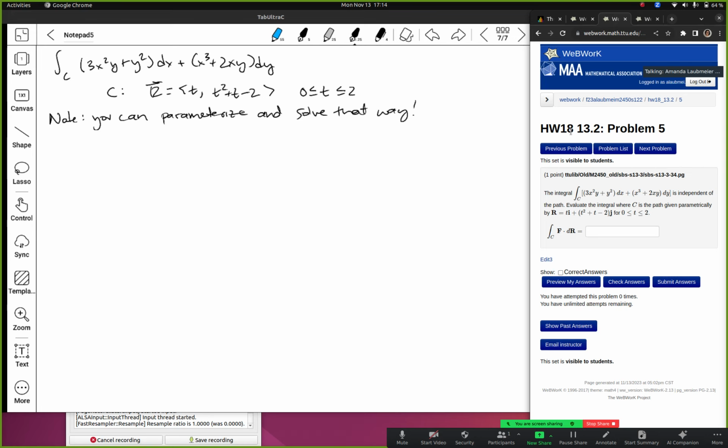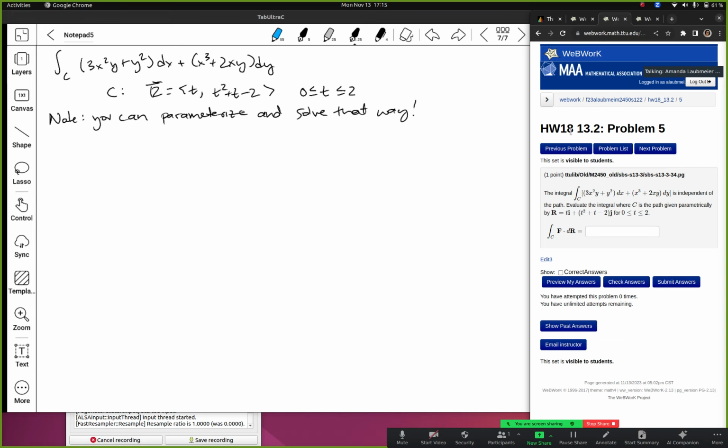So just a note before I jump into this and do it the way I want to do it. If you decided that you wanted to parameterize and solve the problem that way, you could go ahead and do that. Parameterization is like a nice hammer that'll hit a lot of different line integral problems. So if you have a problem that's a line integral and you don't know what else to do, go ahead and try parameterization because it usually works. But it's a lot of work, especially if you're not given the parameterization to start, and so a lot of the time there are easier ways to solve a line integral.